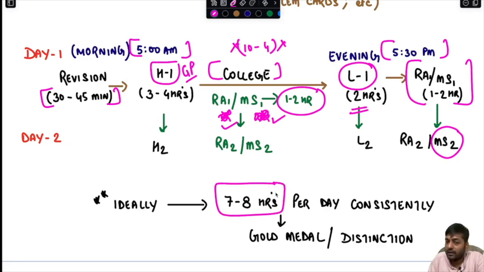If you are able to read this much, and remember, the quality should be good. It is not like I'm sitting this many hours but covering very little. No. Quality 7 to 8 hours. If you sit every day consistently, a gold medal or distinction is 100% kept for you. It is 100% sure that you will get a gold medal for this.